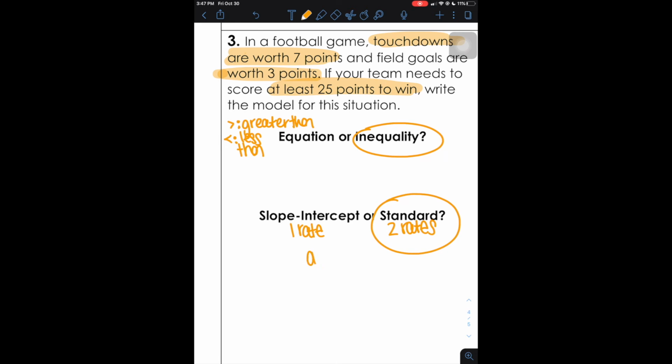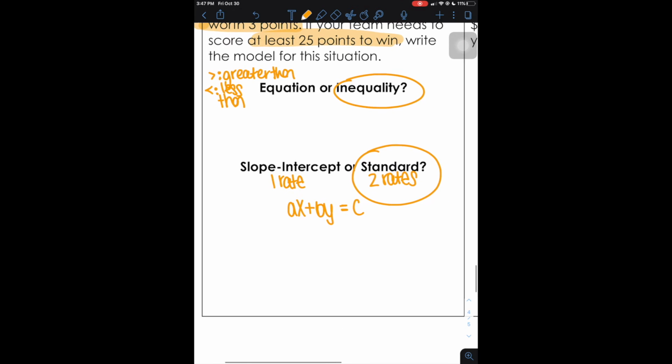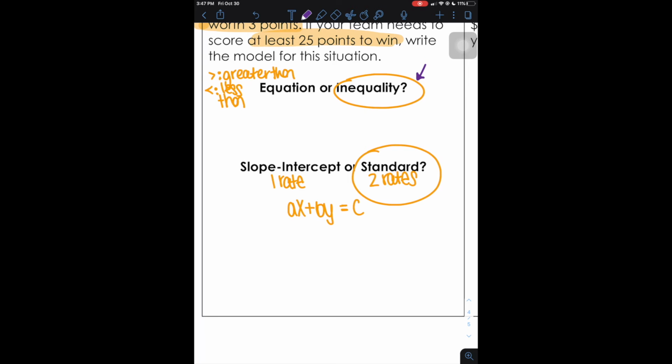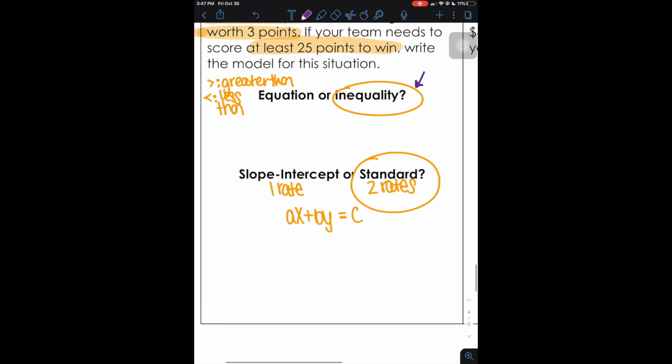And I know that looks like Ax plus By is equal to C as the general format. But again, this is an inequality, so I do need to pay attention to that and make sure that my final answer reflects that. So A and B are our rates.